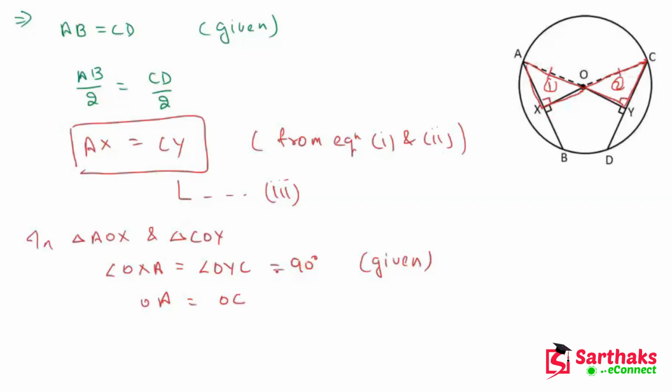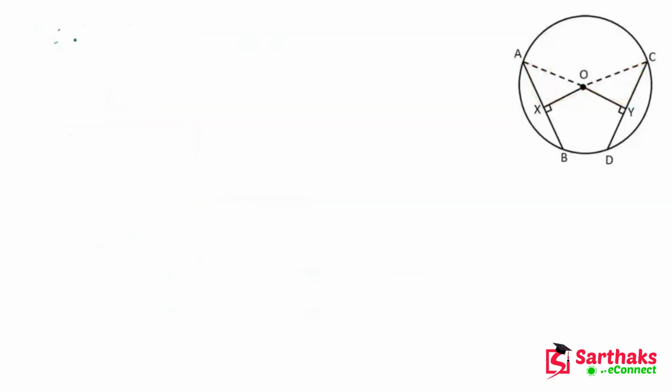And OA is equal to OC, because these two sides are radii of the circle. And AX is equal to CY, from equation 3. So we can say triangle AOX is congruent to triangle COY.